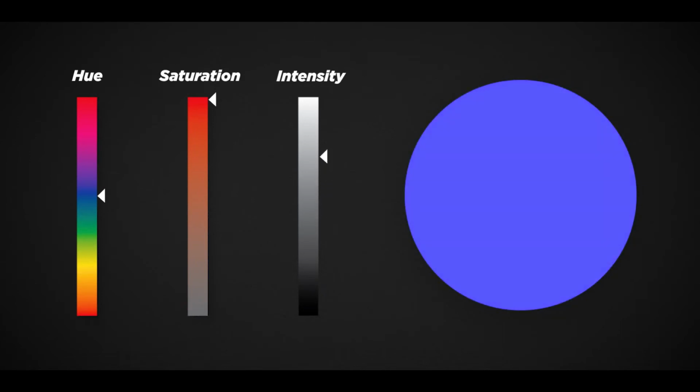Now, each of these three values are independent of each other, so when you increase the intensity of a color, you're not actually changing the saturation or the hue, and vice versa.